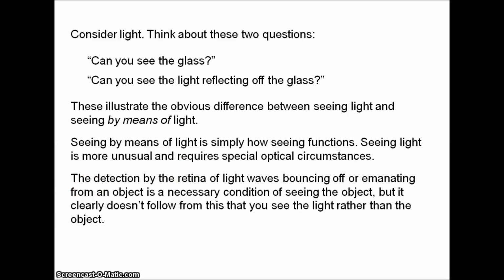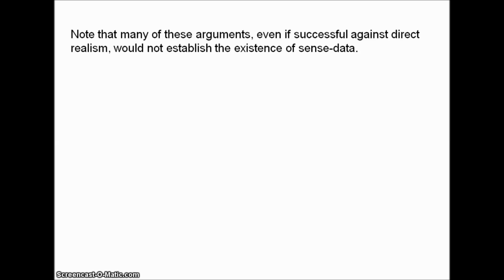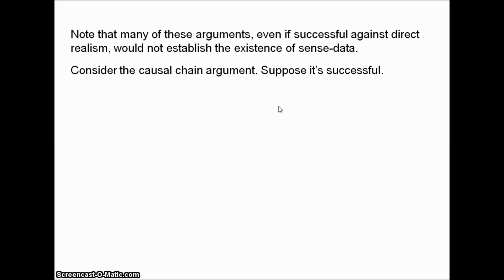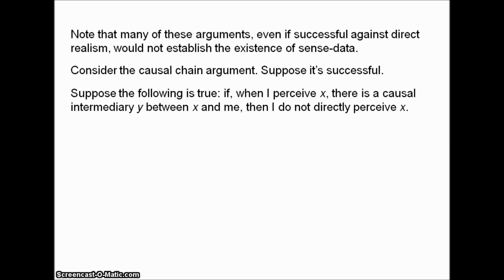It's worth noting, incidentally, that even if any of the arguments we've seen did successfully refute direct realism, I think most of them would not successfully establish representative realism, at least in terms of sense data. That is, these arguments might be arguments against direct realism, but they're not arguments in favour of sense data. We've already seen this in the case of time lag, but consider, for example, the causal chain argument. How on earth is that supposed to establish the existence of sense data? Let's say the argument is successful. Let's say that if, when I perceive X, there is a causal intermediary Y between X and my perception, then I do not directly perceive X.